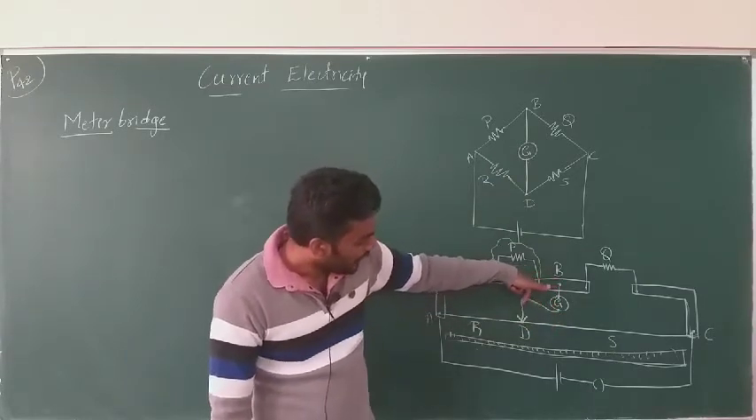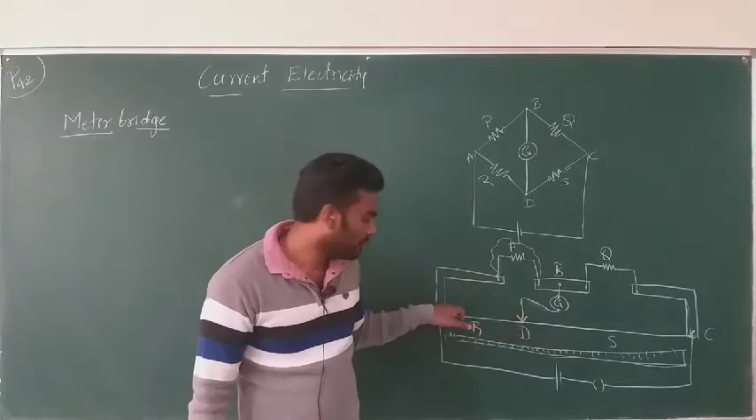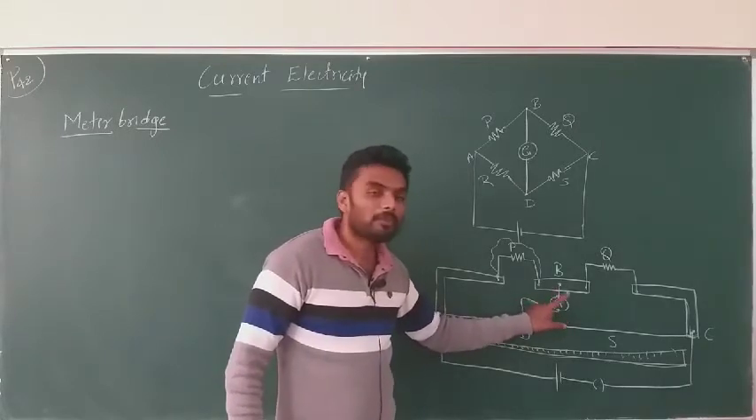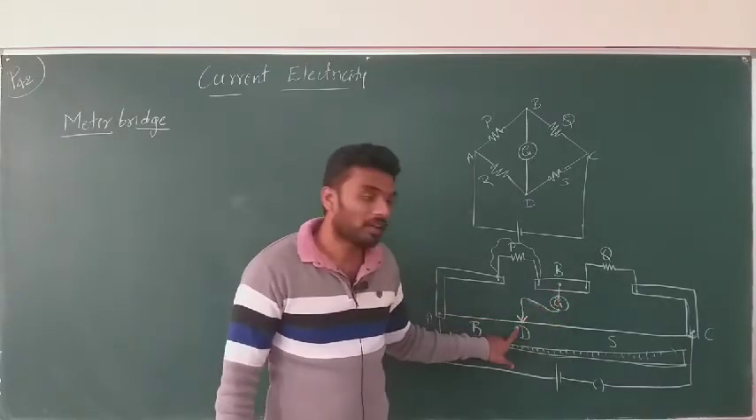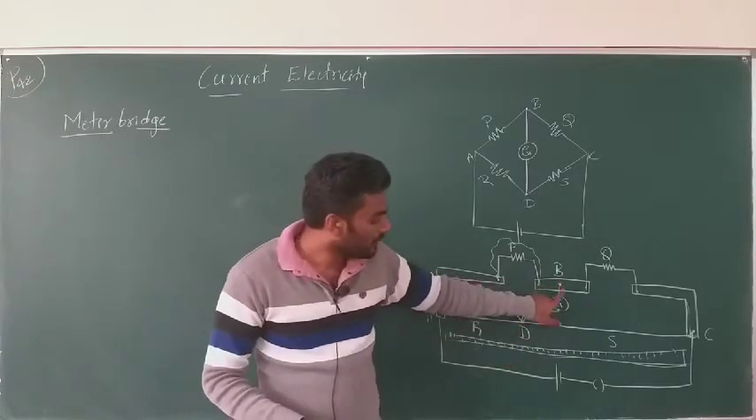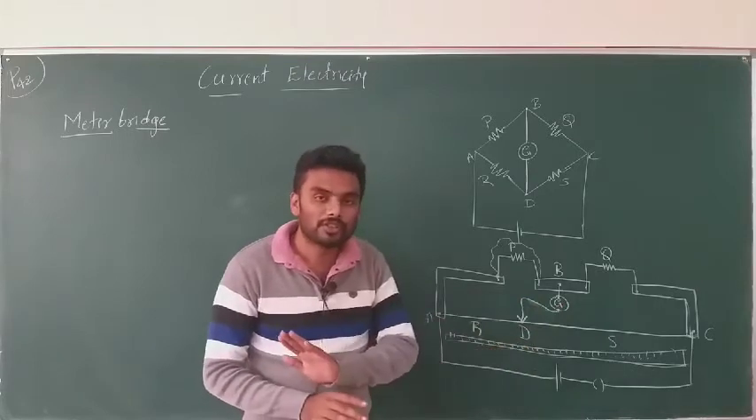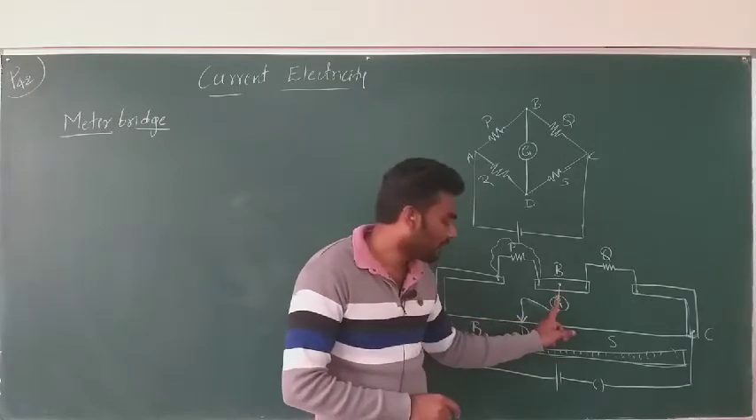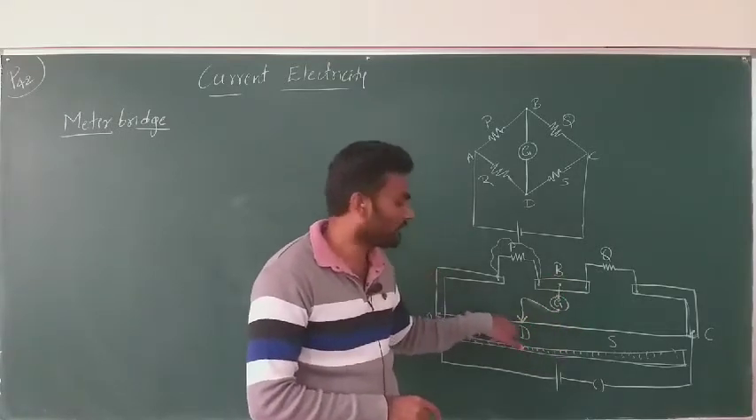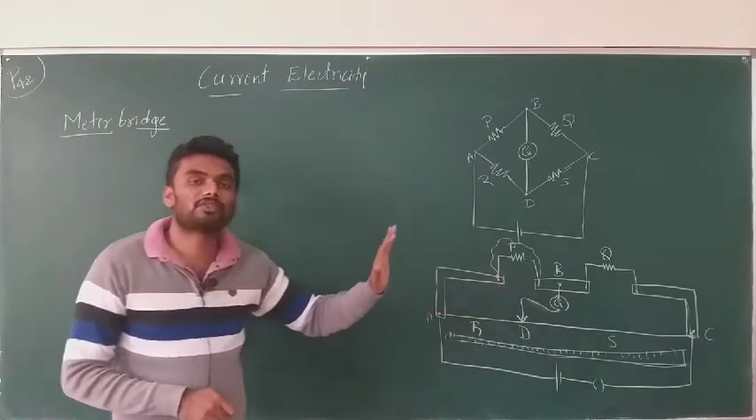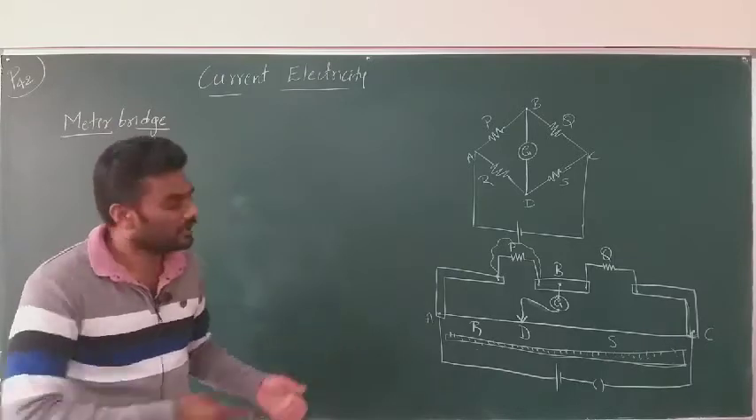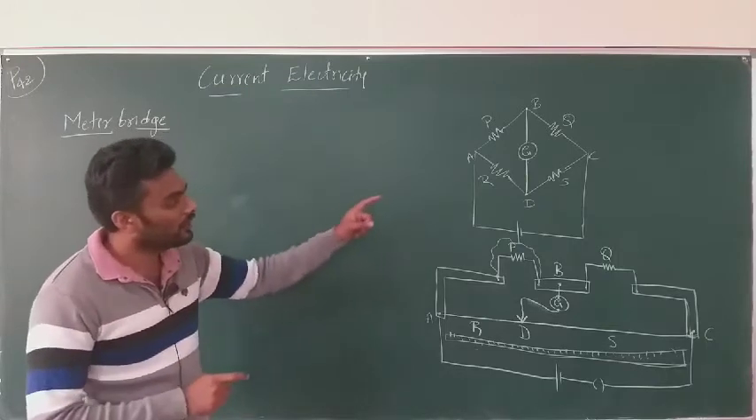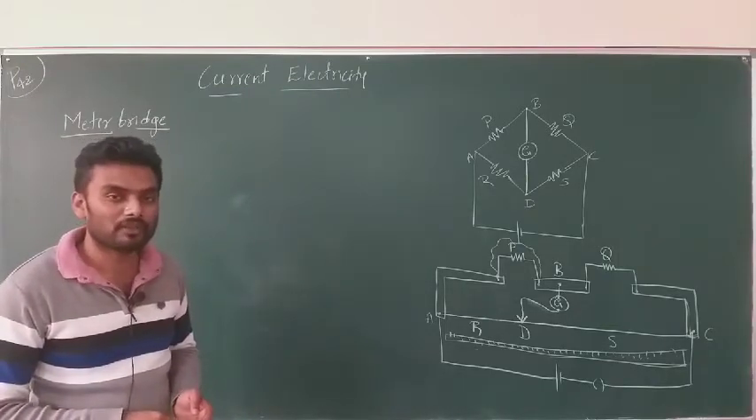At a certain point D, because we can get various points while sliding, but at one particular point the deflection becomes 0. Let D be the point when the current through the galvanometer becomes 0 and the galvanometer shows no deflection. So D is the point when the galvanometer shows no deflection, means no current. When the galvanometer shows no deflection, what do we say? We say that the meter bridge or the network is said to be balanced, isn't it? That is the basis of the balanced Wheatstone's network.